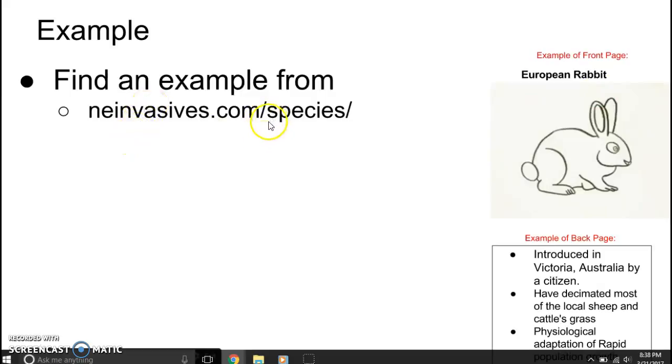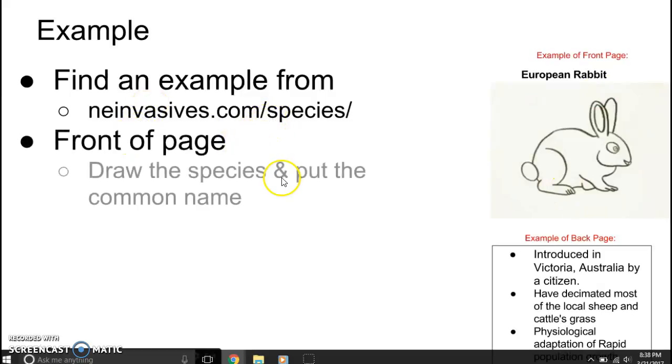So after finding the species that you would like, on the front page of the paper that the substitute will give you, or I will give you if you're waiting till the next day, you'll draw the species out. And yes, if you think you're that terrible of a drawer, you're welcome to print one out and put the common name at the top. So in this case, I have a European rabbit, which is not on the list, and I've drawn it out.